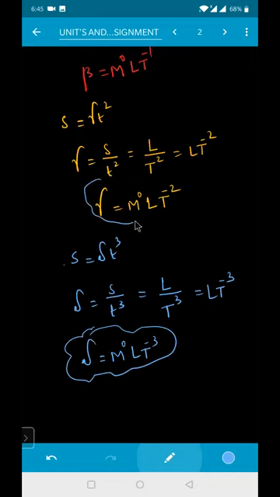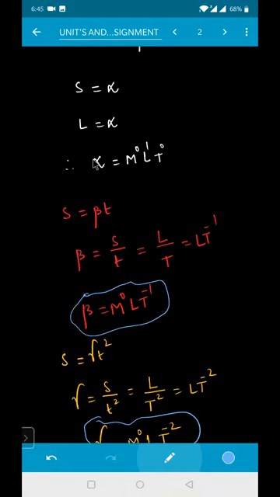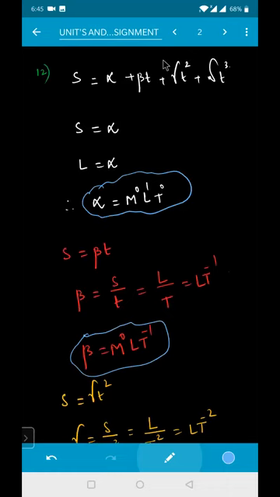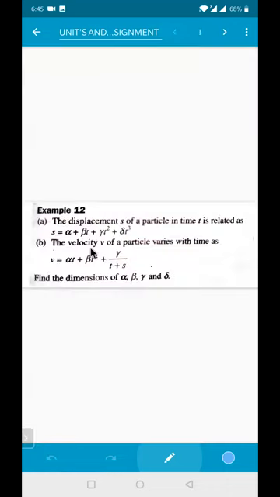This is the dimension of your dou. This is the dimension of your gamma. This is the dimension of your beta. Then this is the dimension of your alpha. Alpha dimension is equal to this much. Is that clear for you? Yes, sir. Next one, same way.